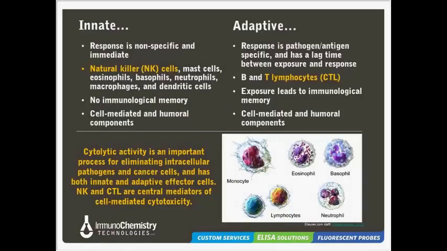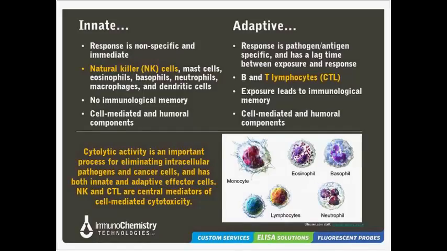Cytolytic activity is an important process for eliminating intracellular pathogens and cancer cells, and it involves both the innate and adaptive effector cells. Using the pathways of the innate immune system, the body launches an immediate and nonspecific attack with cell-mediated and humoral components. Cells involved include natural killer cells, mast cells, and eosinophils, to name a few. And there is no immunological memory.